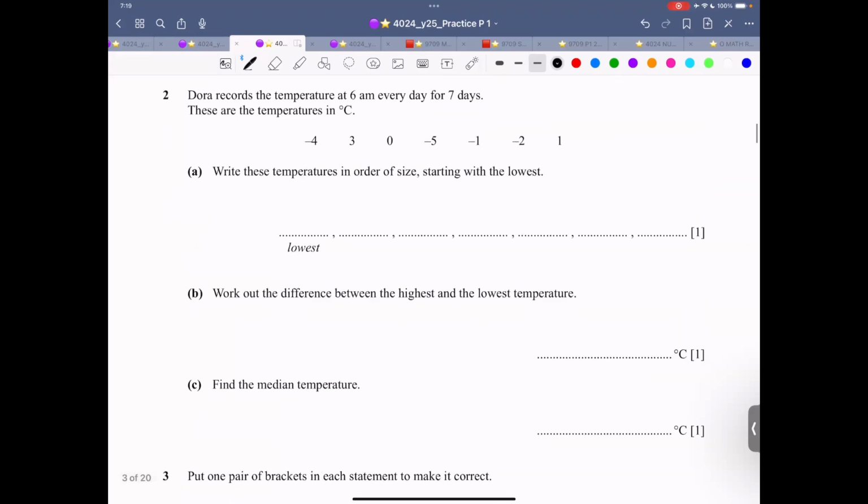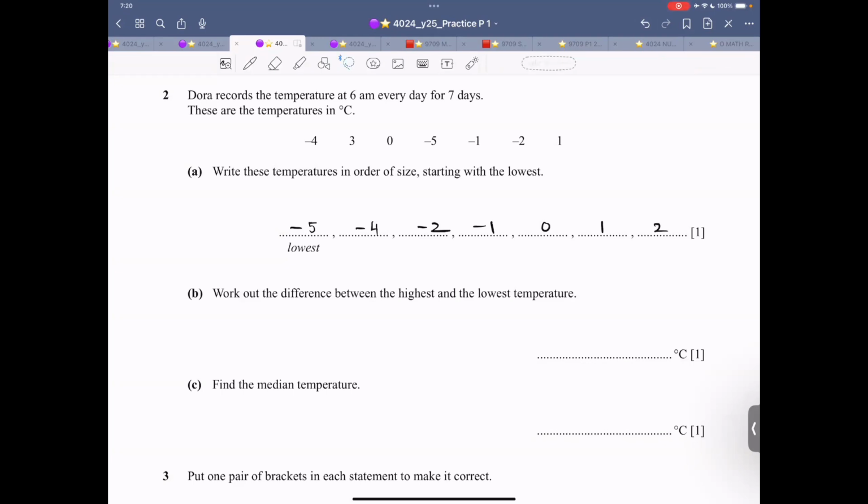Now it says this person, Dora, records the temperature at 6 a.m. every day for 7 days. The temperatures are in degrees Celsius. Write these temperatures in order of size starting with the lowest. So the most negative one is the lowest. That is -4. Actually, -5 is also there. So -5, that is the lowest, then -4, then -2, then -1. And then there is a 0, and then there is a 1, and then there is a 2.